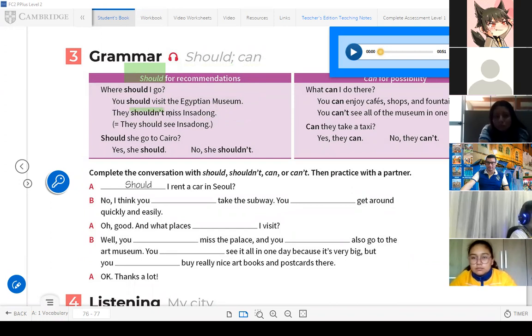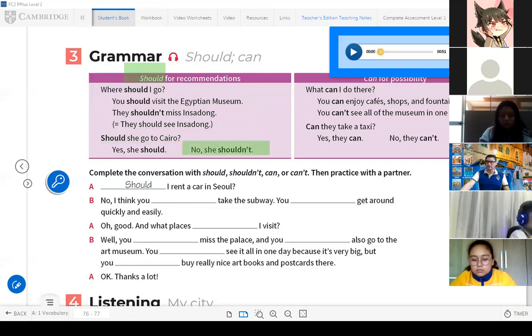También puedo utilizar de forma negativa. They shouldn't miss, como decir, no deberías perdértelo, o no deberías dejar de visitar, no deberías dejar de ver. You shouldn't miss. ¿Ok? ¿Qué significa? Es lo opuesto a they should see, que deberías ver. Now, what else? We have the other part that says, should she go to Cairo? ¿Debería ir al Cairo? Should she go? Si es affirmative, yes, she should. O si es negative, no, she shouldn't. De esa manera. Okay?